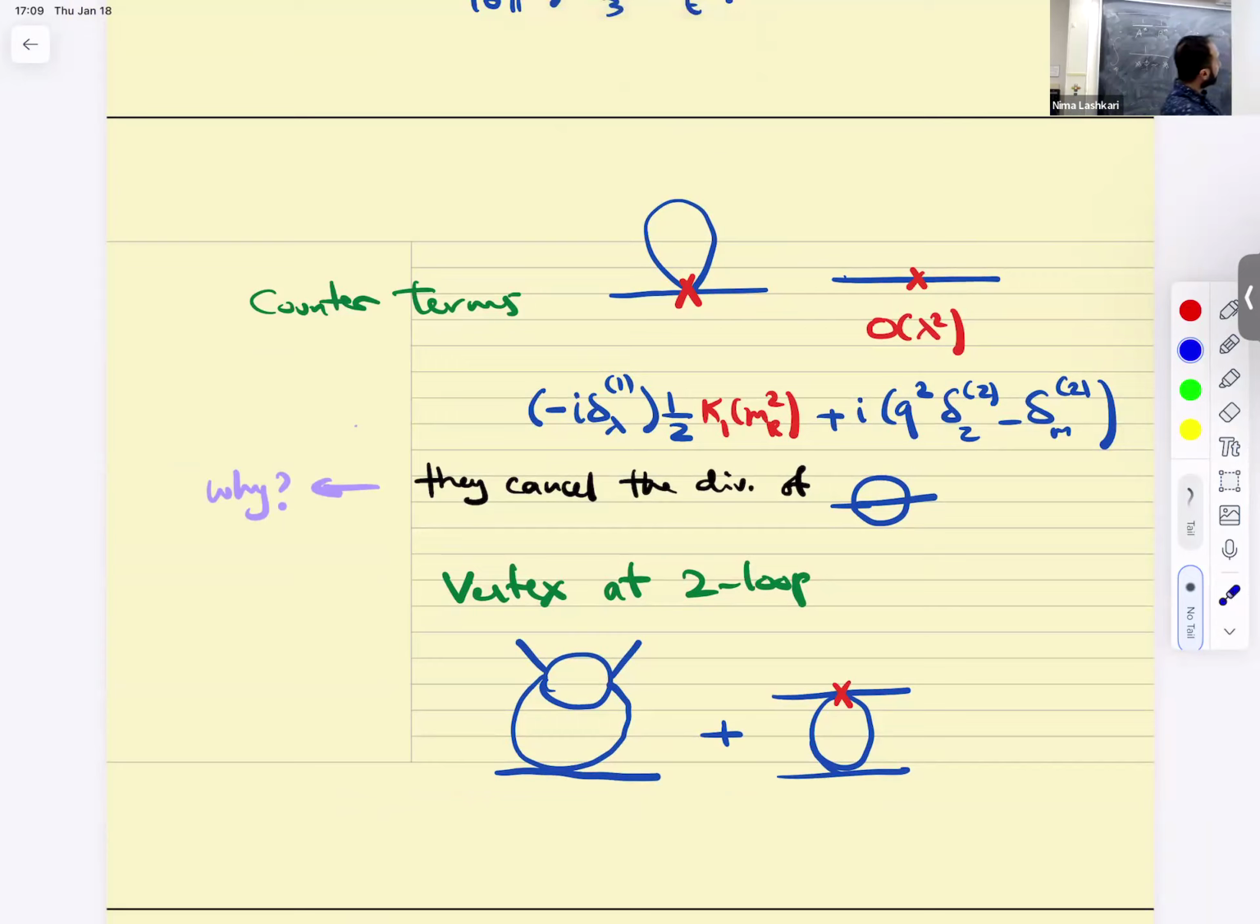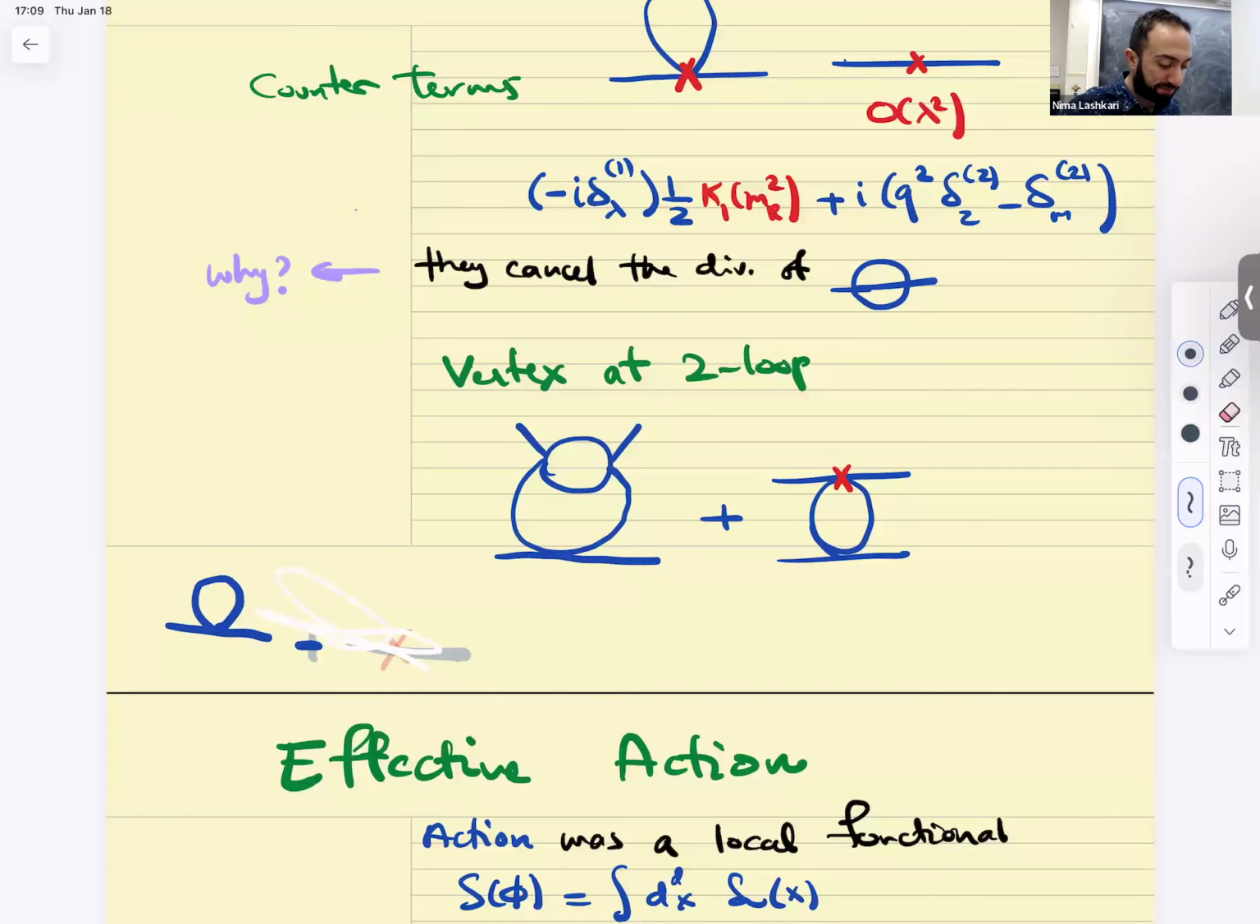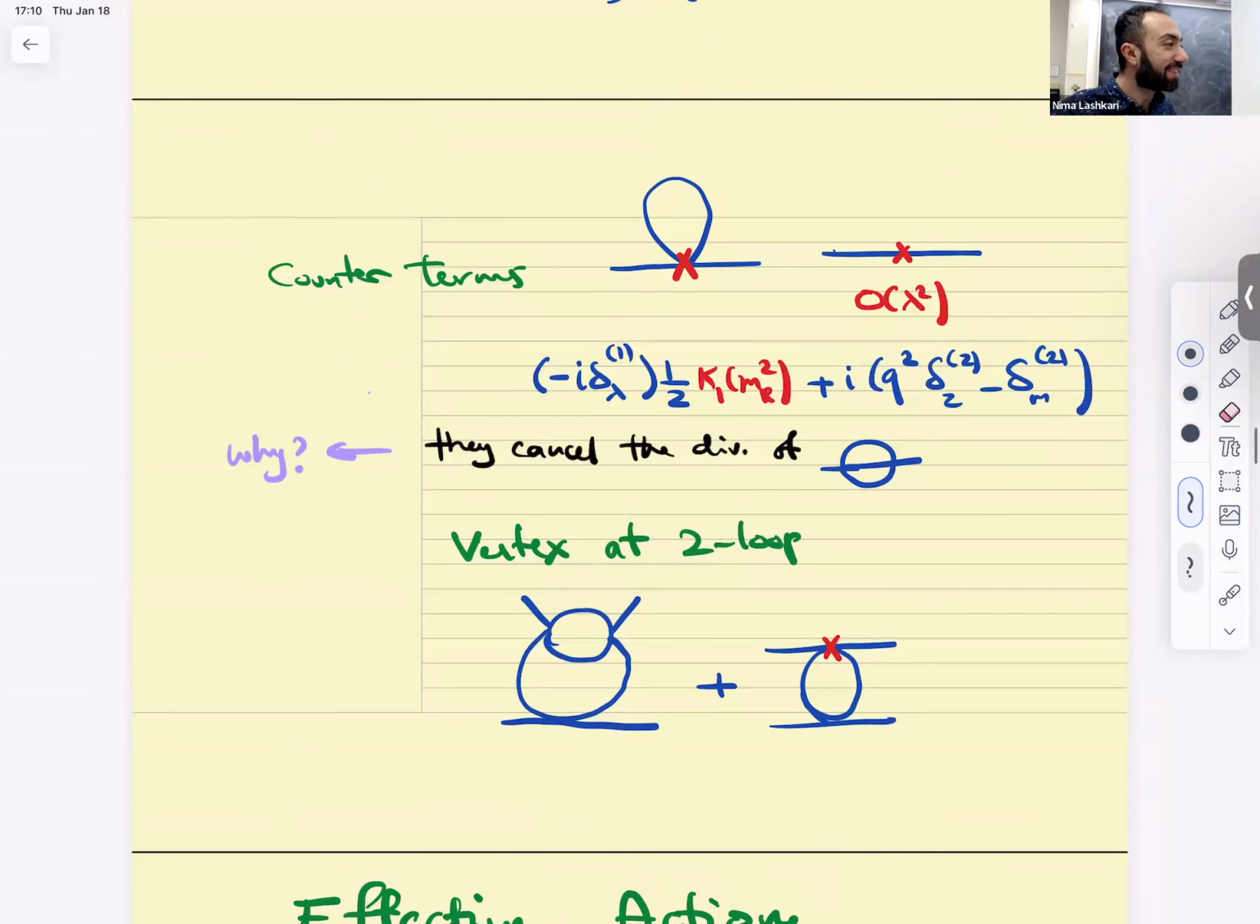That diagram, the original diagram, is of order lambda squared, like the counter terms? Yeah, that's order lambda squared, of course. Counter terms, the first one is this, of order lambda. No. So recall, how did we cancel this divergence? We canceled it using this. So this is order lambda.